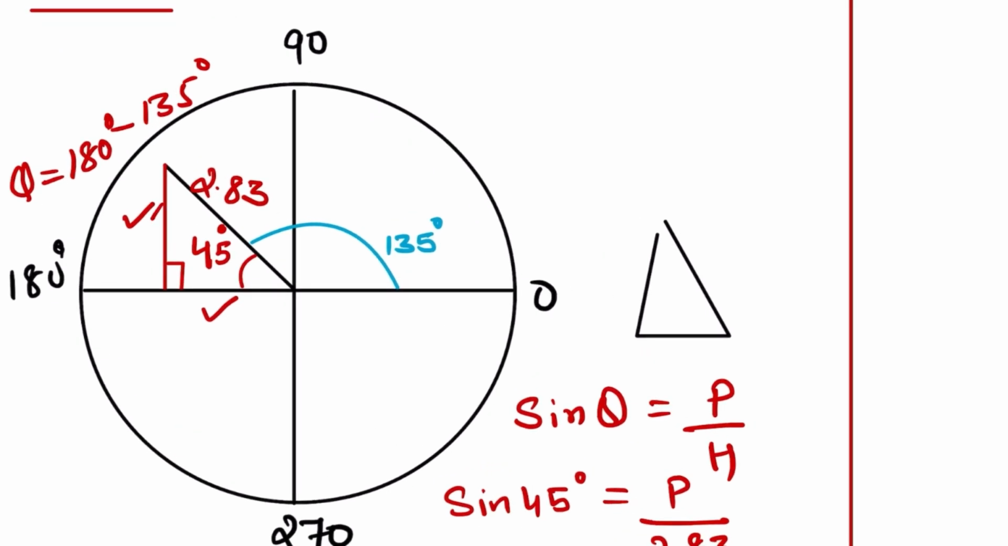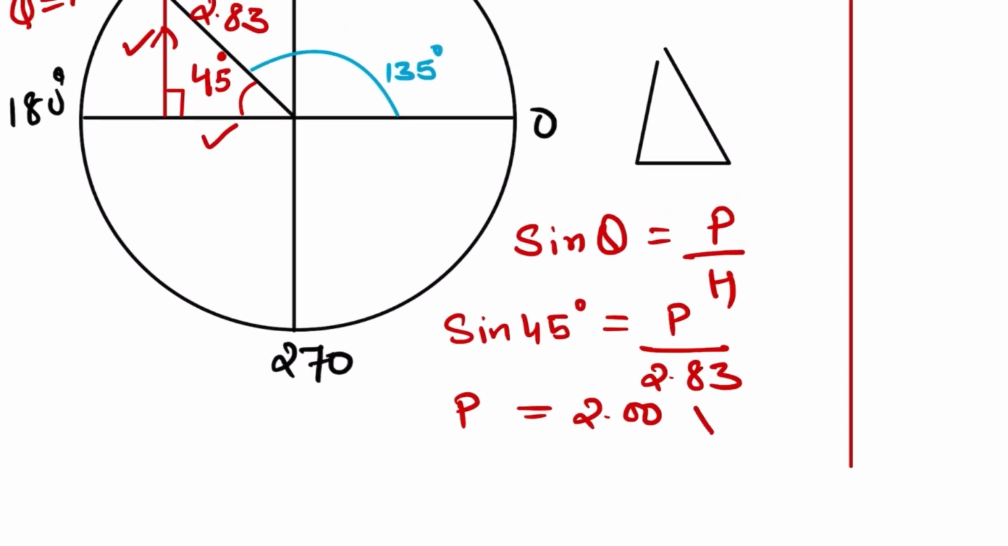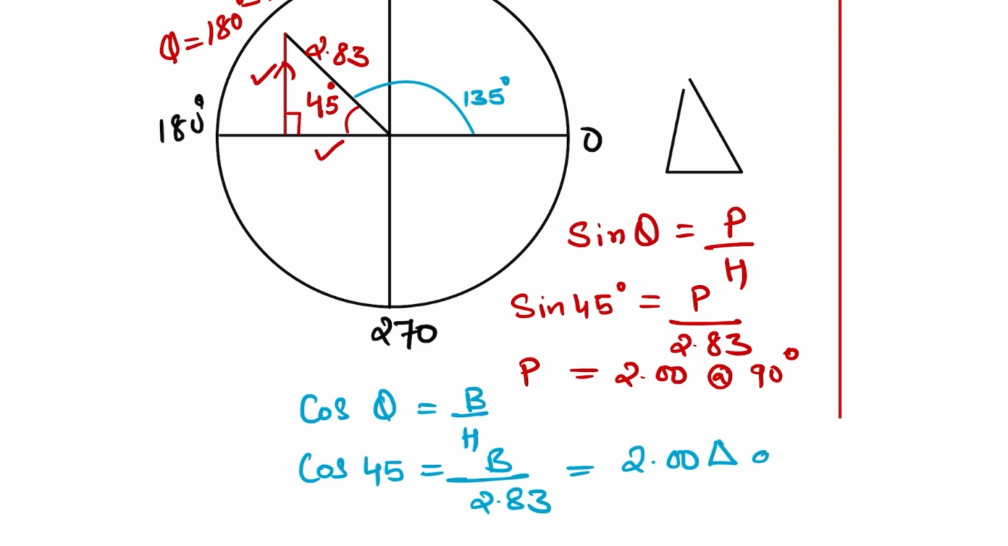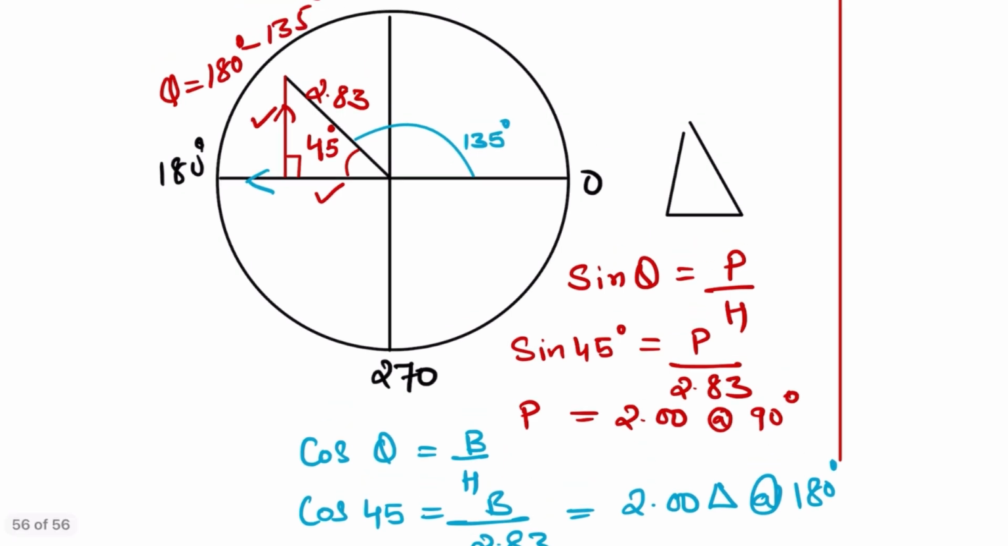As this side is perpendicular, it is going toward the upside, towards the 90 degree. So we're gonna write it as towards 90 degree. We're gonna find next cos theta, which will be equal to base by hypotenuse. So cos 45 degree is base by 2.83. So after solving, it will come as 2 prism diopter towards 180 degree. As the base is going towards this side, we're gonna write it as 180 degree.